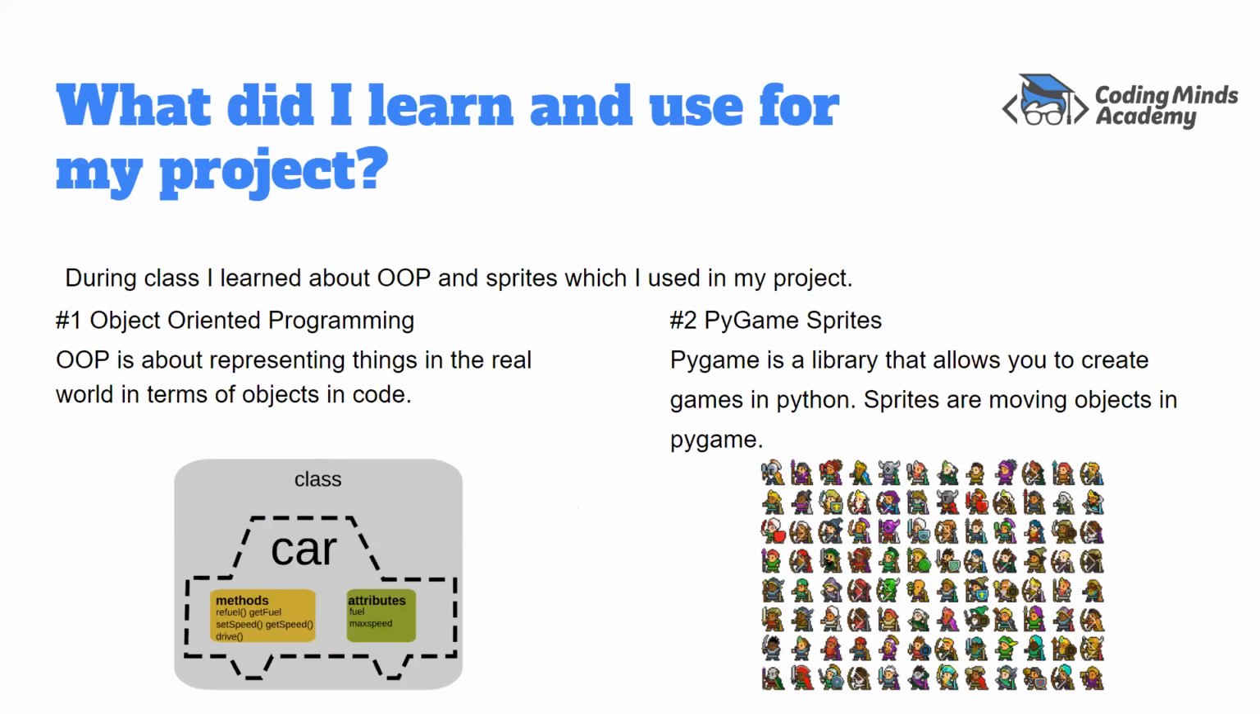What did I learn and use for my project? During class, I learned about object-oriented programming and sprites, which I used in my project. Object-oriented programming, aka OOP, is about representing things in the real world in terms of objects in the code. Pygame sprites. Pygame is a library that allows you to create games in Python. Sprites are moving objects in Pygame.